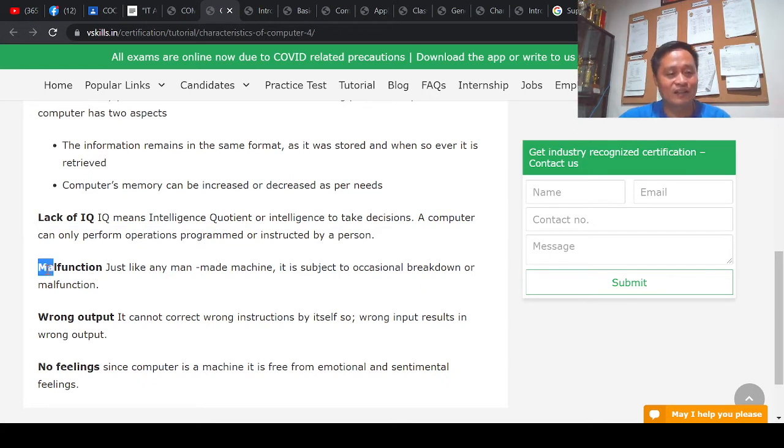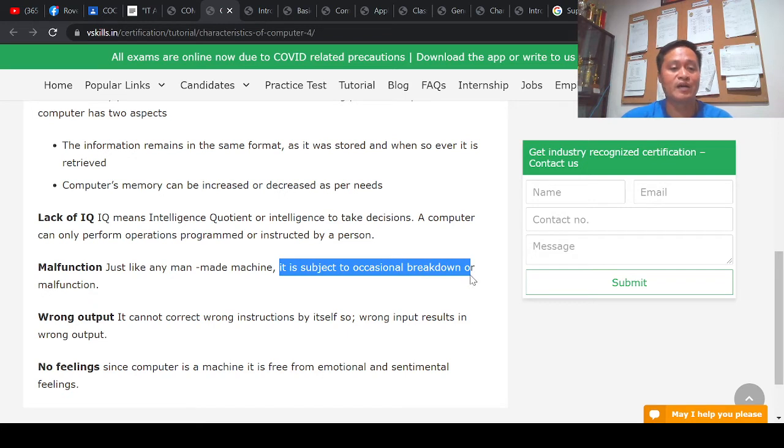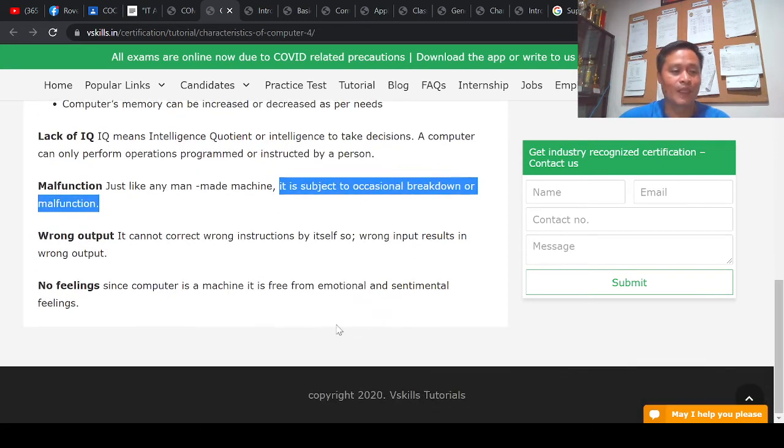And the next characteristic of a computer is malfunction. Just like any man-made machine, it is subject to depreciation. It is subject to occasional breakdown and malfunction. Okay, so since a computer is a device, it's a machine, so it can be damaged also.